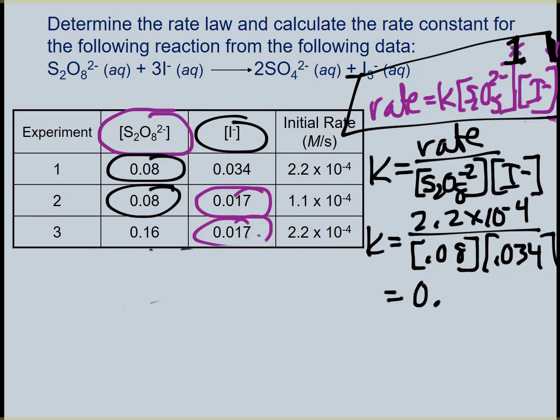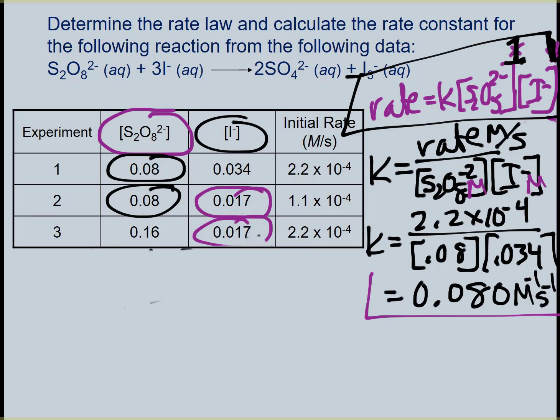And I'm left with 0.080. And my units would be, it's a second order reaction, so I'm going to have molarity to the -1 and seconds to the -1. And that's because your rate is always molarity per second. So I have molarity per second divided by molarity, and that's a molarity. So I can cancel one of those M's, and I'll be left with one of the M's on the bottom. And that would be my answer right there.